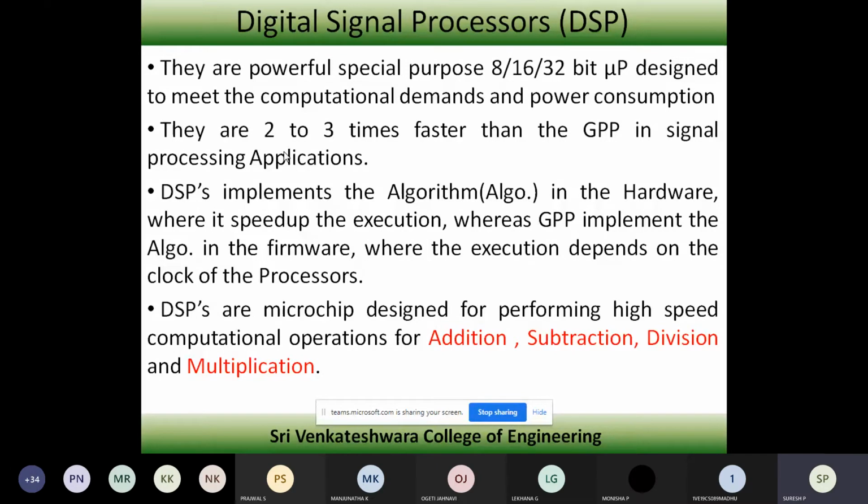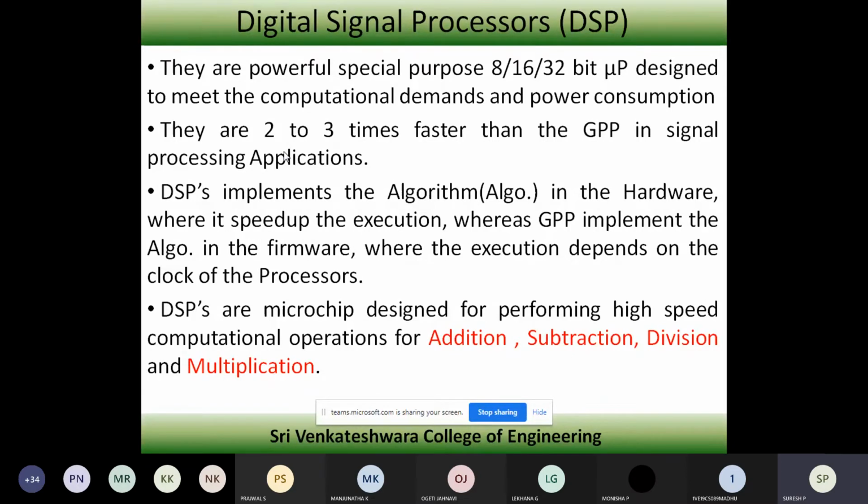What do you mean by computational demands? Computational demand is where your computation is more. When you build an application, if that particular application requires more computation, then you are going to make use of DSPs, that is, digital signal processors. If you take the microprocessor also, you are going to have the DSPs inside it. Even mobile devices will have that.